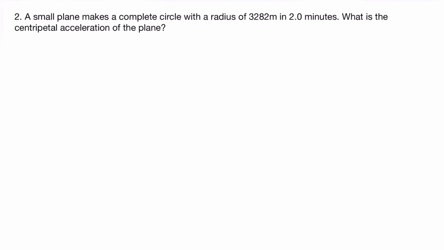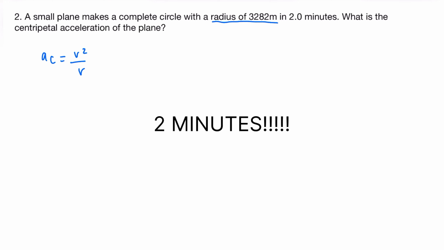Number 2, a small plane makes a complete circle with a radius of 3,282 meters in 2 minutes. What is the centripetal acceleration of that plane? So the centripetal acceleration equation is a_c equals v squared over r. So it gives us radius in this problem, but it doesn't give us velocity. So we have to find velocity by ourselves. It tells us that the plane makes a circle with a radius of 3,282 meters in 2 seconds.